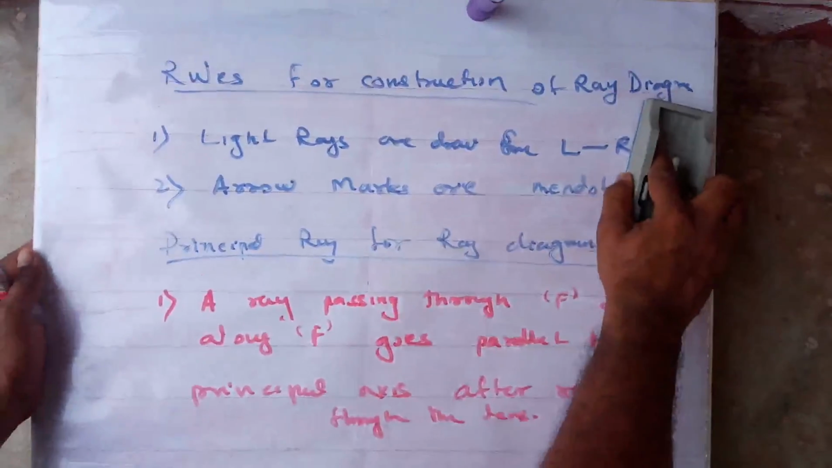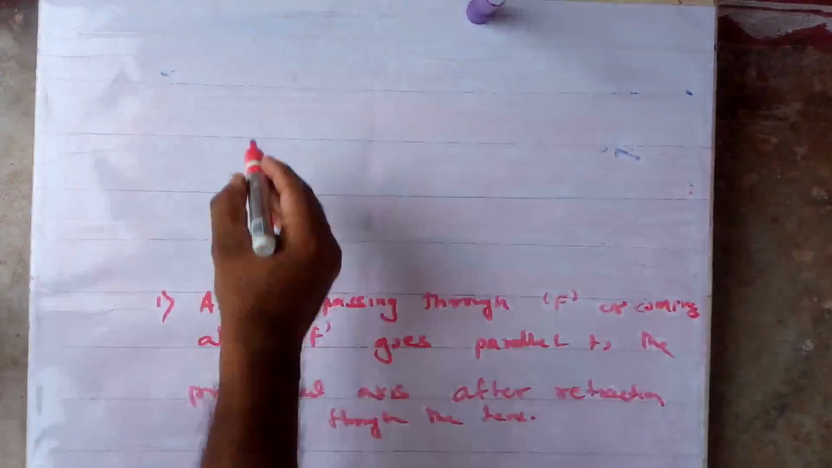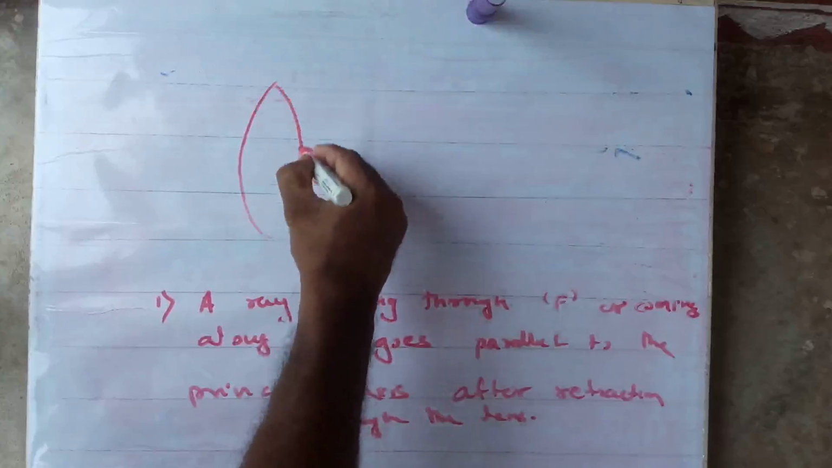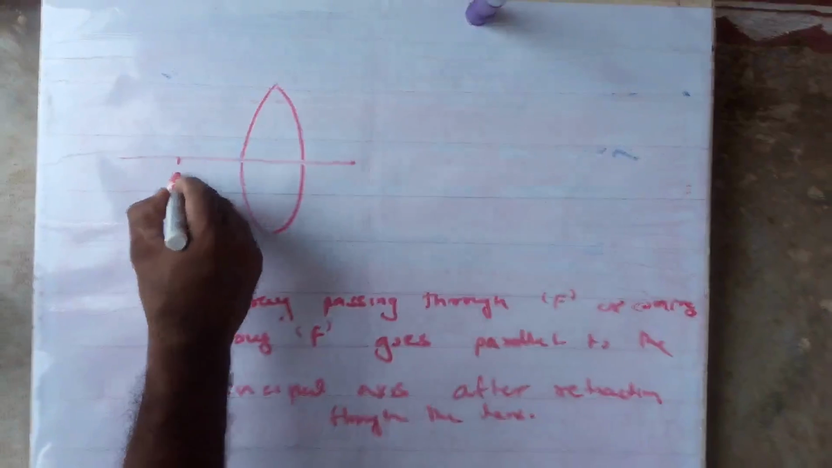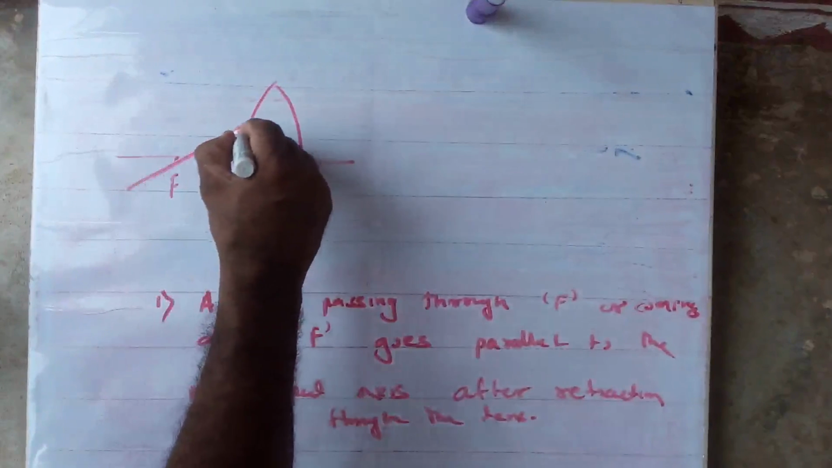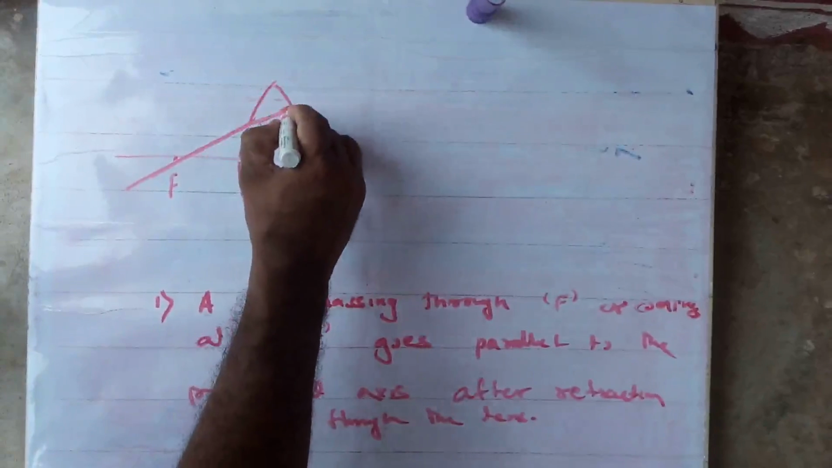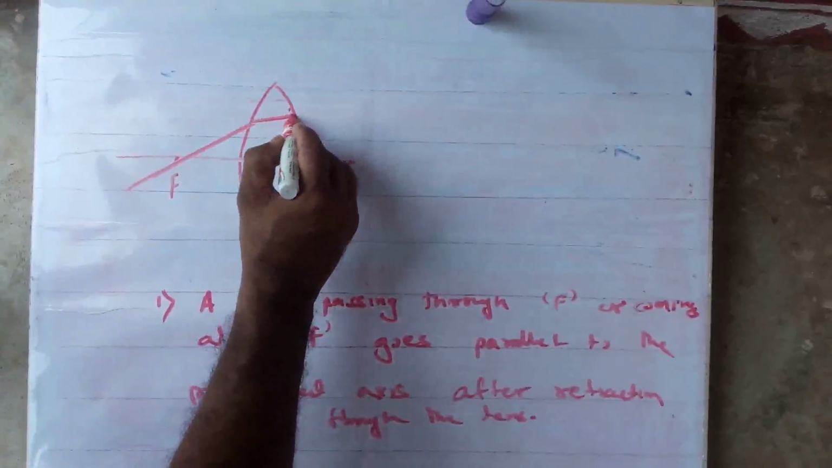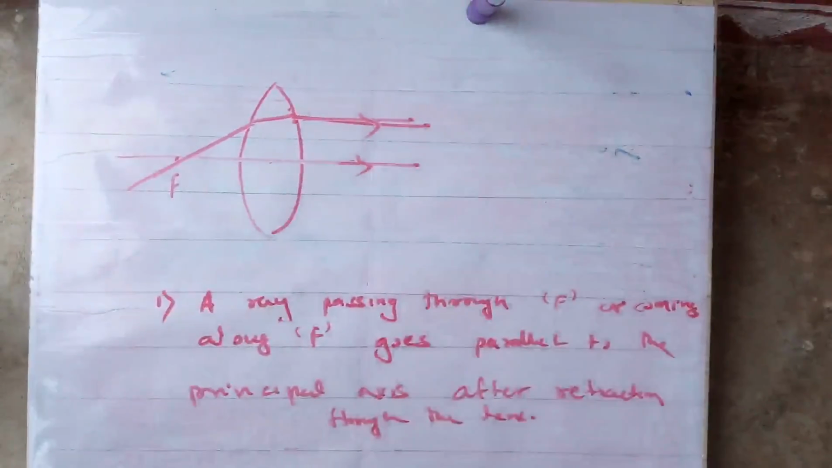For that I have to erase this. This is a convex lens. This is the focus, let me say. Suppose a ray is coming, generally for convex, it will pass through, bend a little, then finally it will become parallel to the principal axis. Clear?